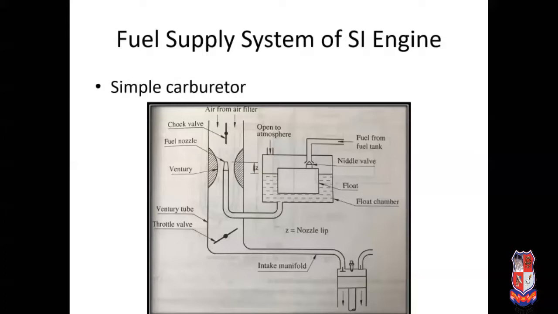During the normal running condition, the choke valve will open fully. So more air is supplied and less fuel is supplied. So a lean mixture is available. Lean means air quantity is more than fuel quantity. That is the lean mixture. So that is how the simple carburetor works. Again, this carburetor is the basic.